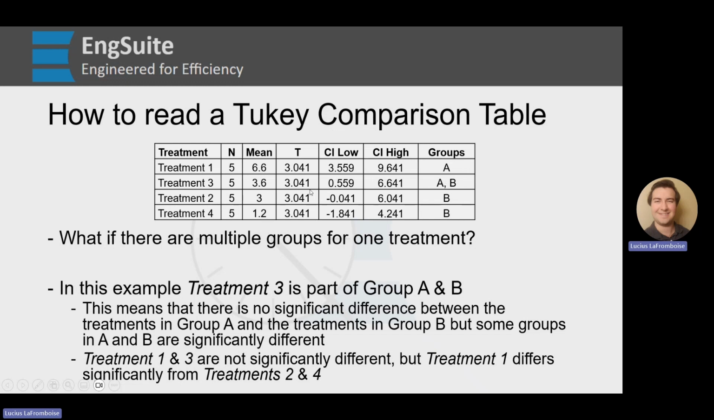So this is actually almost the same data. We just changed one number, and because we have so few samples, which is not appropriate, this is just a learning experience, we were able to move our treatment 3 mean up slightly enough so that it's now part of both groups. So that is how the grouping works. If they share a letter, they're not significantly different. If they don't, they are.